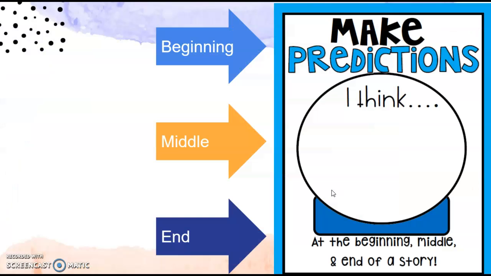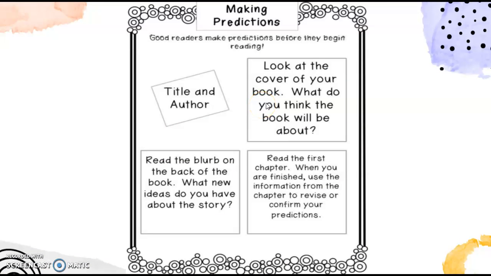We make predictions in the beginning of books, in the middle of books, and at the end of books. And what that looks like at the beginning is when we make predictions at the beginning of a book, we do it before we even begin reading. We look at the title and the author of a book. We can tell a lot by the title. We can also sometimes tell a lot by the author. If it's an author that likes to write the same type of genre of books, we can tell a lot by who writes the books.